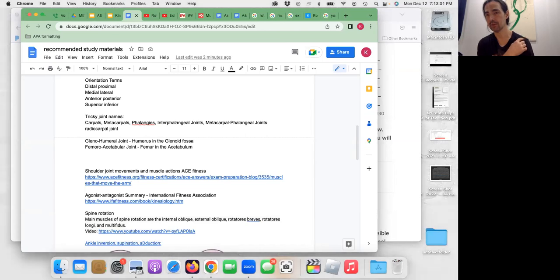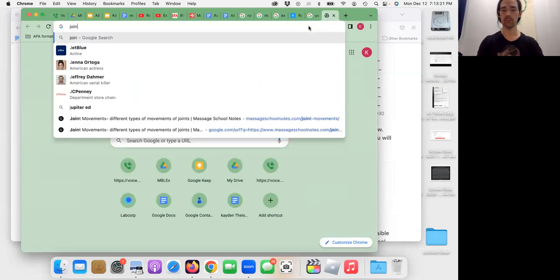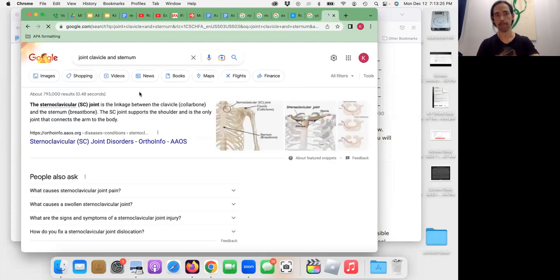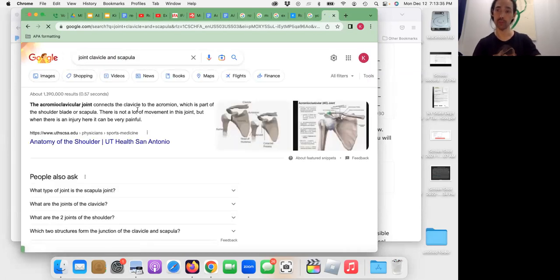Scapula and clavicle. SC joint. Scapuloclavicular joint. Wait, I always have to look that one up. Do you guys know the name of this joint between the clavicle and the manubrium? Joint, clavicle and sternum. The sternoclavicular, SC joint, and the joint between the clavicle and the scapula is the acromioclavicular joint.